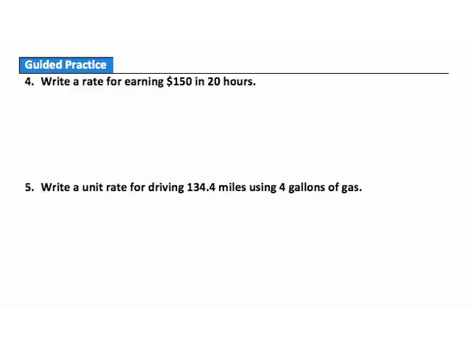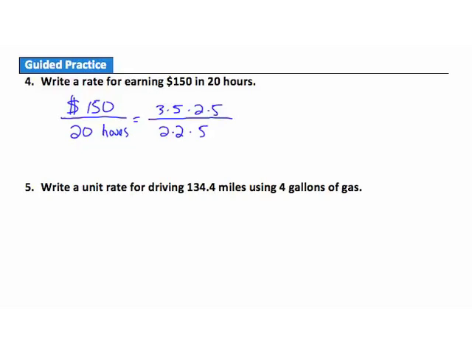Question 4. Write a rate for earning $150 in 20 hours. So let's see, we'd start with our money on the top, $150 over 20 hours. Okay, and now we want to simplify this, same way that we simplified a fraction. So with 150, I'm thinking 15 times 10. Well, 15 isn't prime, I can factor that. There's 15. 10, I can factor that. It's 2 times 5. In the denominator, 20, I'm thinking 4 times 5.